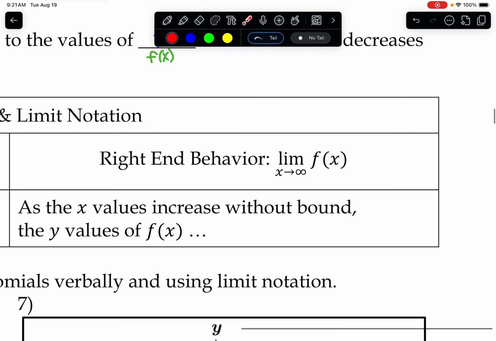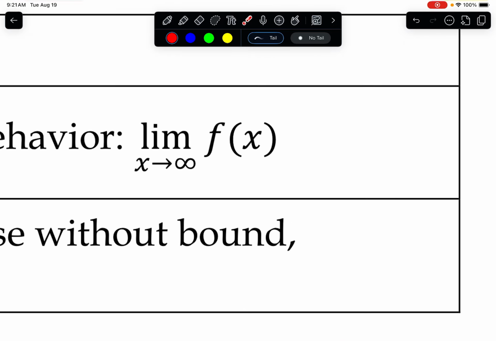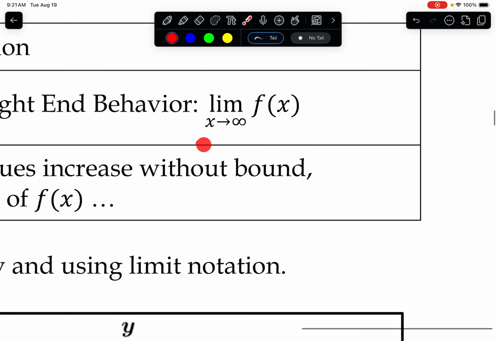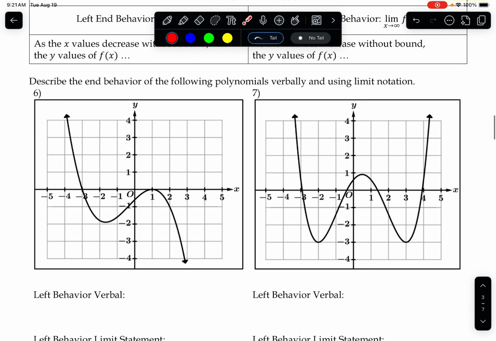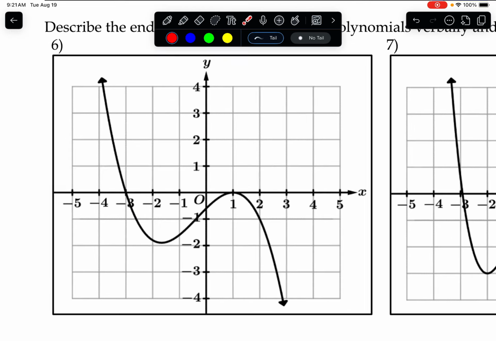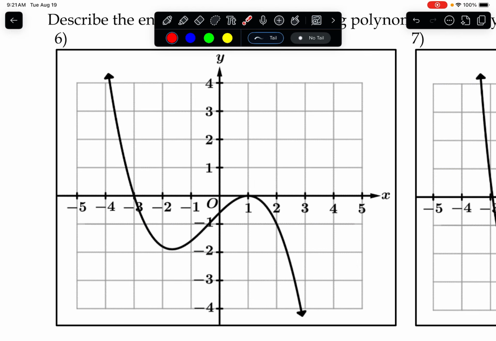And conversely, we can look at the right-sided end behavior. So once again, the limit as x is approaching positive infinity of f of x is equal to whatever that value is. As the x value is increasing, we're looking to see what's happening to the graph. We give you these sample graphs over here, and we're going to start off with just number 6.